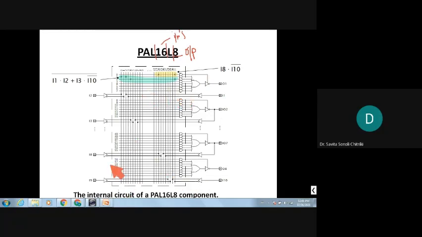Inputs you can see. An example is being given: I1, I2, I3. I1 and I2 form one term and get ORed with I3 and I10.